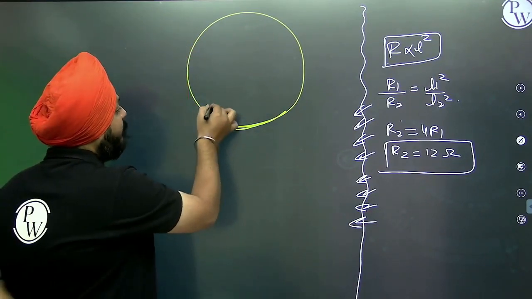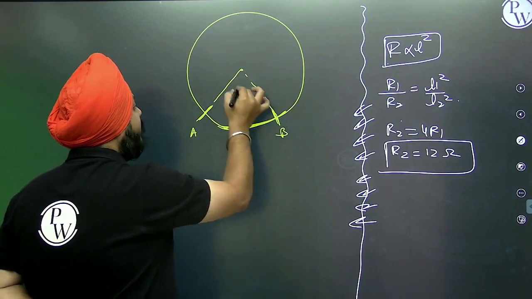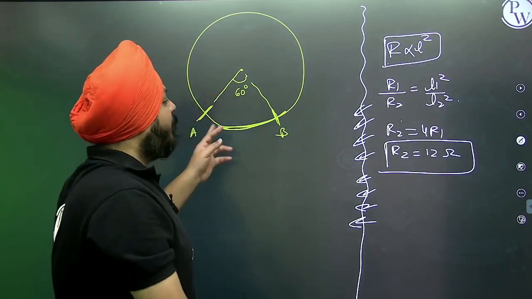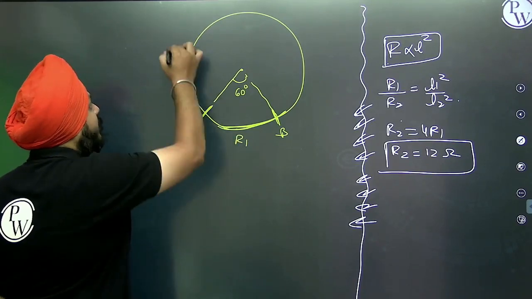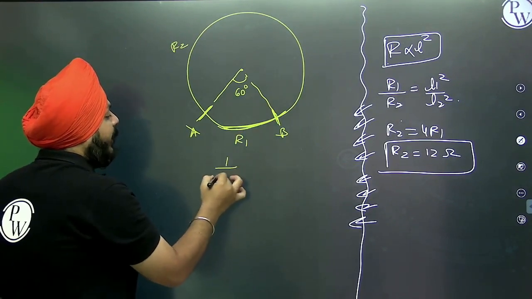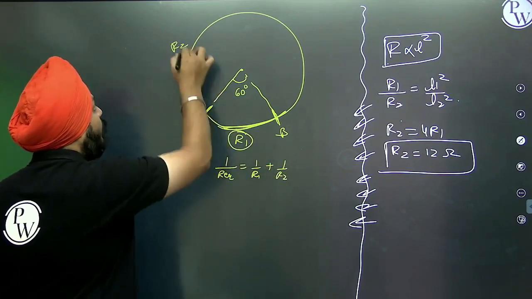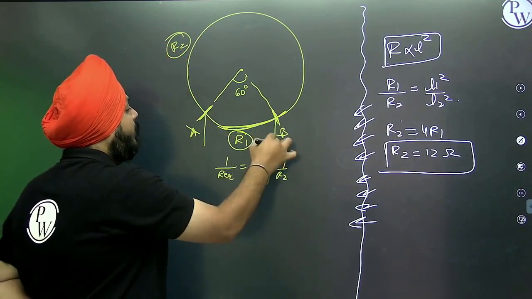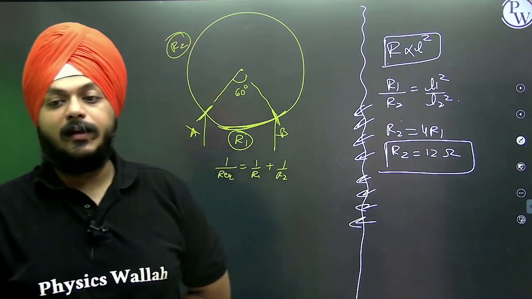Okay. Now here there are two points, point A and point B. Those points make a 60 degree angle with respect to the center. The resistance of the entire wire is 12 ohm. I must say the resistance of this arc is R1, and the resistance of this arc is R2. We need to calculate the equivalent resistance between these two points. So the equivalent resistance is going to be 1 by R1 plus 1 by R2, because R1 and R2 are going to be in parallel. When we attach a potential difference between these two points, R1 and R2 are in a parallel connection.